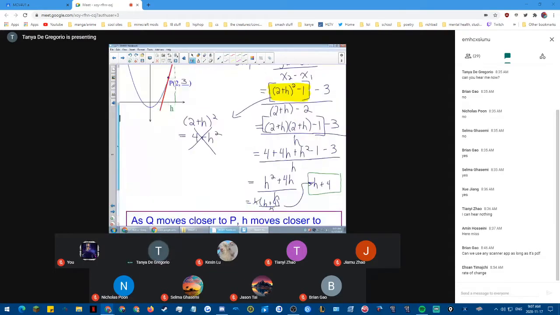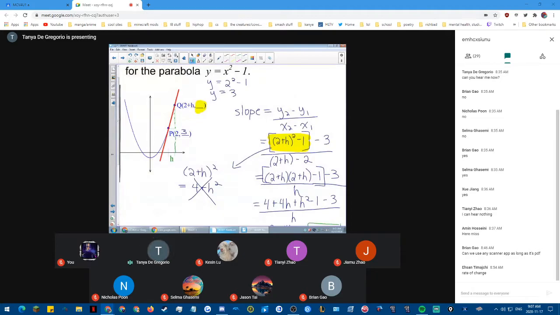Let's talk about that. As Q gets closer to P. So let's make it closer. Let's put it here. What's happened to my H now? H has gotten, look, H was this. That was H, right here. Now, H is just this. H has gotten smaller. And the closer I get, look, that H just keeps getting smaller. Do you guys see that?